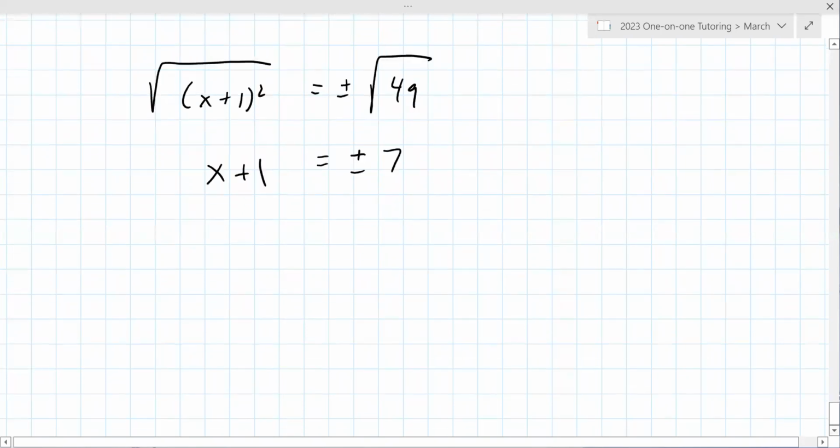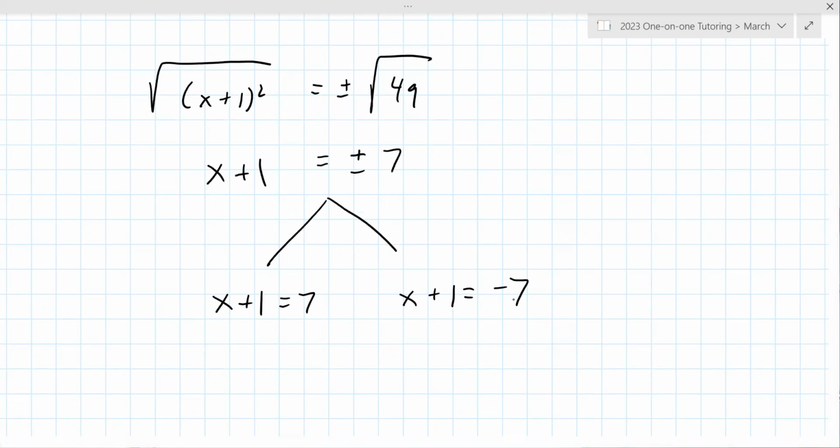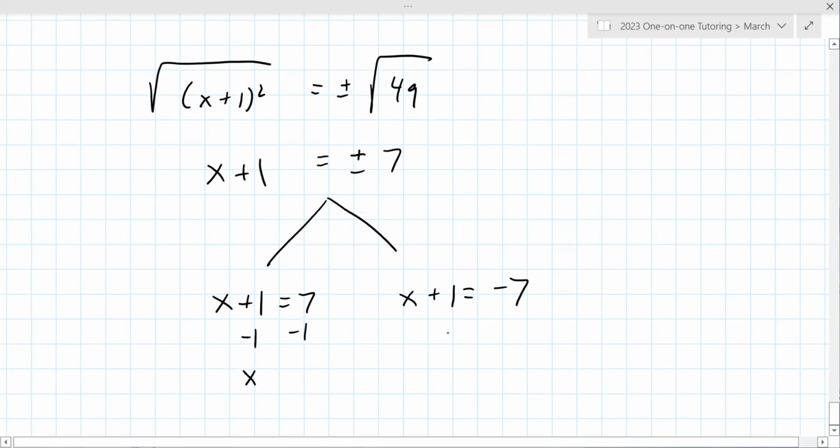So this is where you go case 1, case 2. There are 2 equations here. x plus 1 equals 7. x plus 1 equals minus 7, like that. Okay, so it would be x equals 6 and x equals -8. Good.